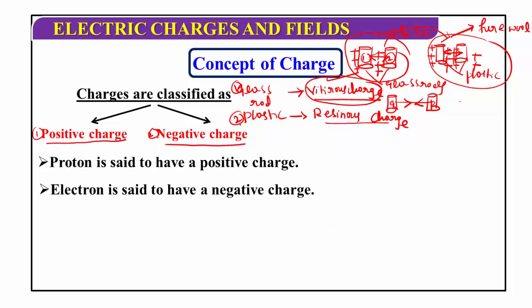Why is it named vitreous? From the Latin word vitrum, that means glass. And the charge developed on the plastic rod when it is rubbed with the fur or wool, that is called resinous charge. Amber is resin.